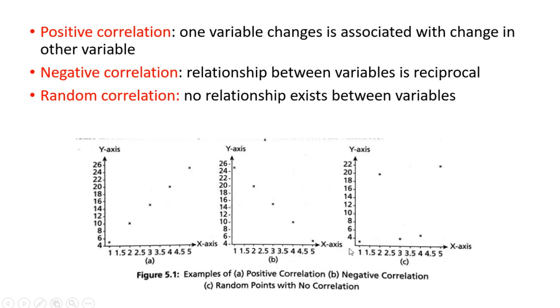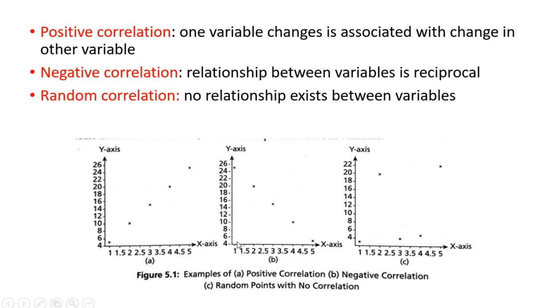What we see on the x-axis in all these diagrams is our independent variable, and the y-axis is nothing but your dependent variable. So what you observe is a scatter plot. In this, when x changes, y is also increasing. So this is a positive correlation.